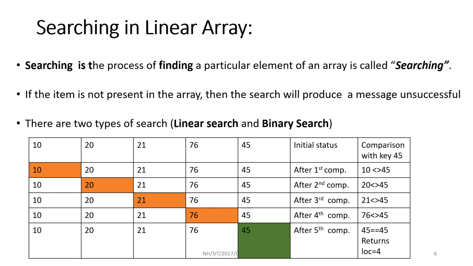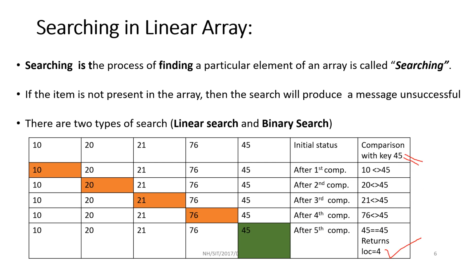21 and 45 are compared. Again, they are not equal. Go to the next element. 76 and 45 are compared. They are not equal. Go to the last element, that is 45. This is the last stopping condition. 45 is equal to 45. 45 is matching with the key element, found at position 4. So the location of the element is 4.